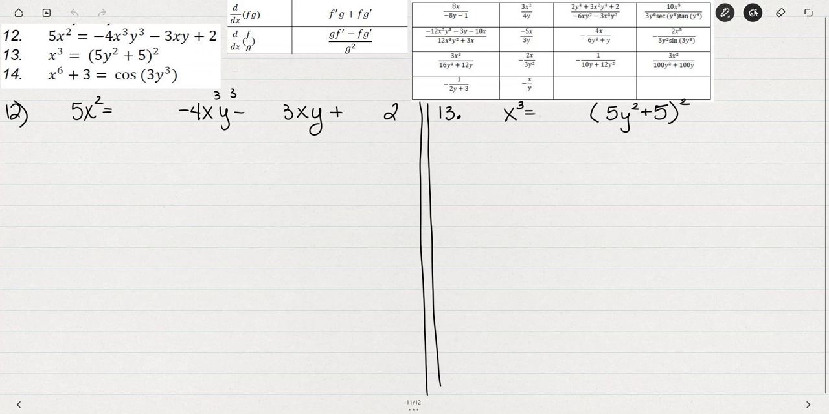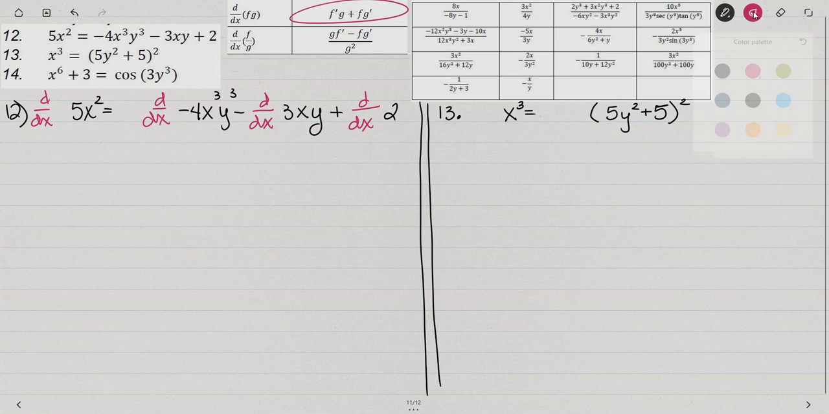Number 12, if I do the derivative with respect to x of each piece. Oh, this one I can see already is going to be a little bit of a doozy, but the derivative with respect to x of 5x squared is just 10x. The derivative with respect to x of negative 4x cubed y cubed, I'm going to have to be mindful of chaining and also using this product rule. Same thing with the 3xy. The derivative with respect to x of 3xy, we've got to chain and also use that product rule. But we can do it, we'll just have to do it carefully.